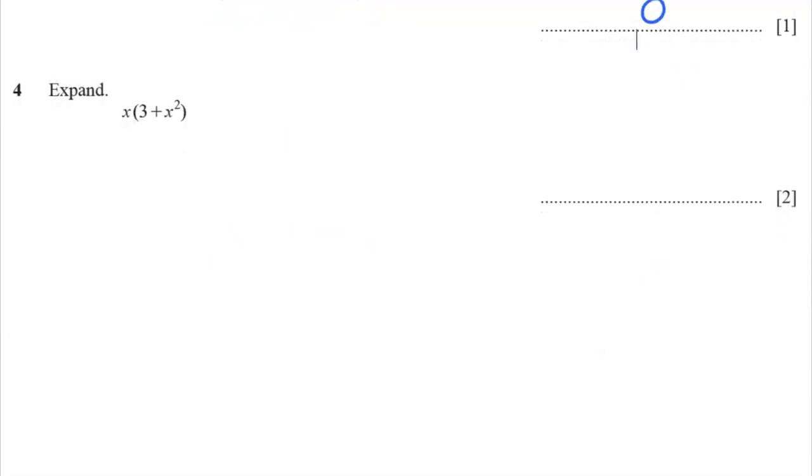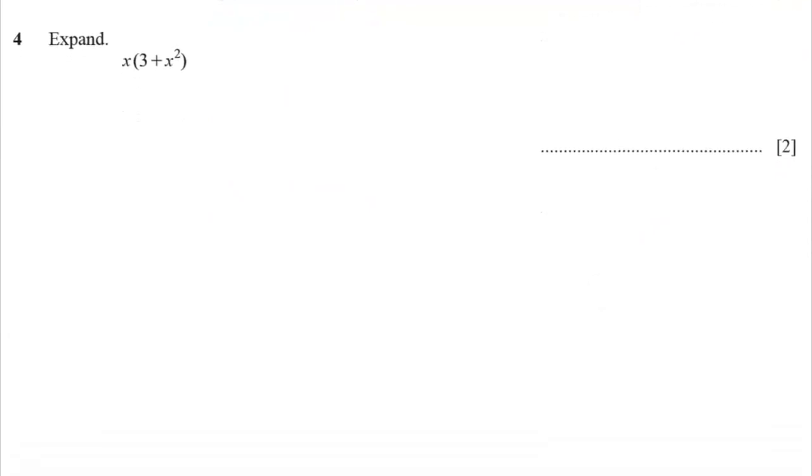Expand the following. Expand. We use the distributive law, and the x is going to multiply by everything in the brackets, so we get x times 3 is 3x, and x times x squared becomes x cubed. That's our answer. 3x plus x cubed.